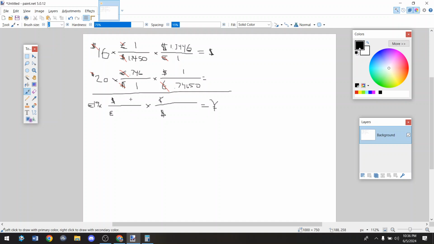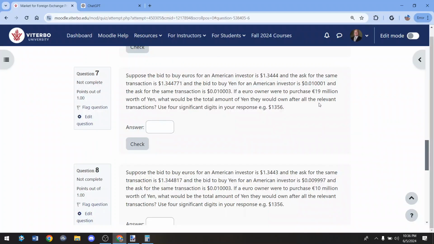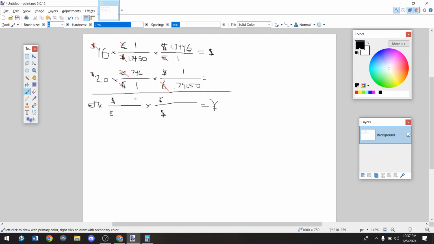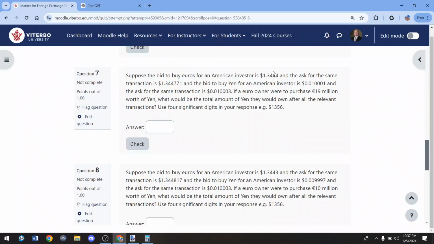I have this set up. So say, okay, what's my dollars per euro? So look, I've got that quote. So dollars are going on the top, right? So I could either do 134.44 or 134.47.